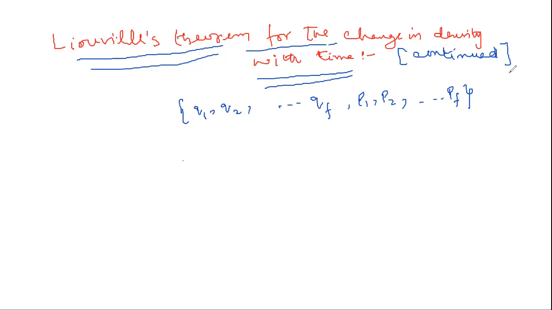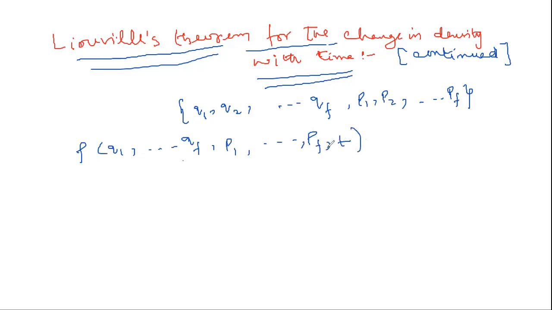Then we said and discussed in the statistical ensemble of such systems, there will be a density function which will specify the condition of the ensemble as a whole in phase space. That density function we denoted by rho, and that density function is a function of all q's up to qf, all p's up to pf, and in general time also.